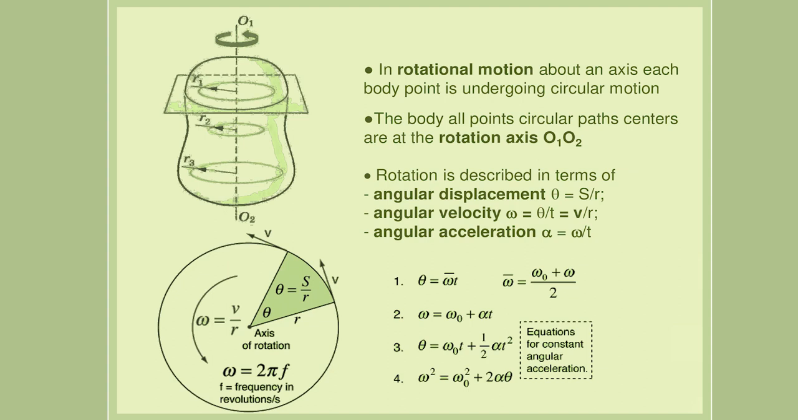Rotation is described in terms of angular displacement in time, angular velocity, and angular acceleration. Angular velocity is the rate of change of angular displacement, and angular acceleration is the rate of change of angular velocity. The averages of velocity and accelerations are defined by the relationships shown on this slide.